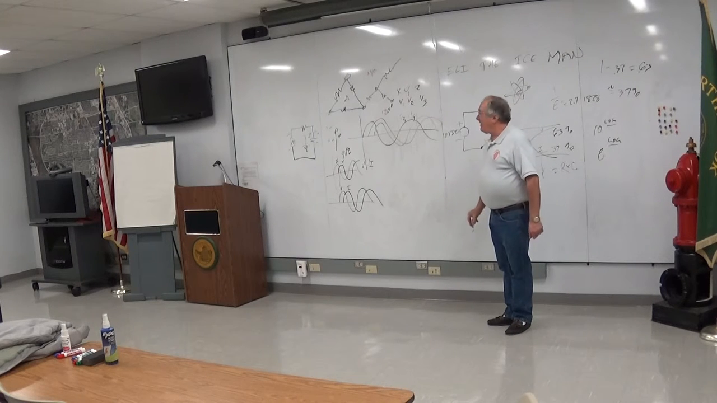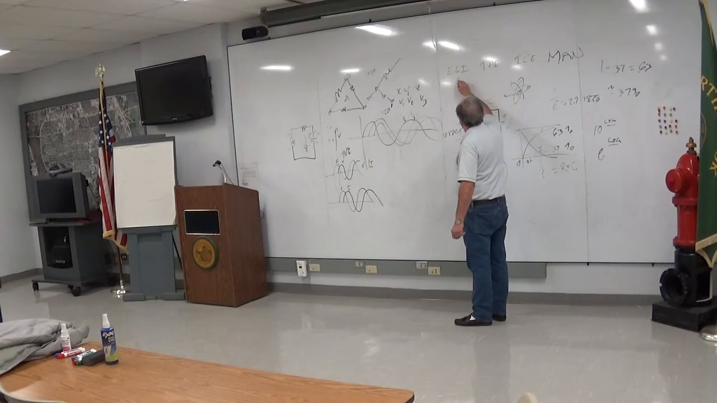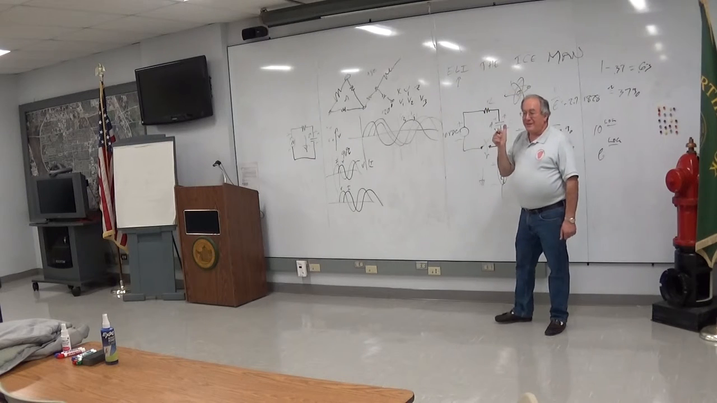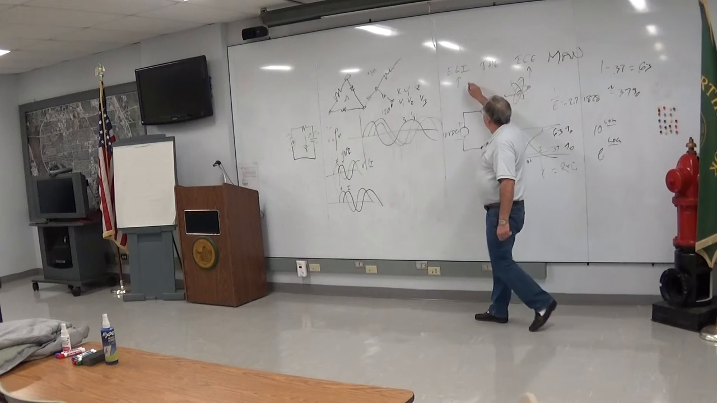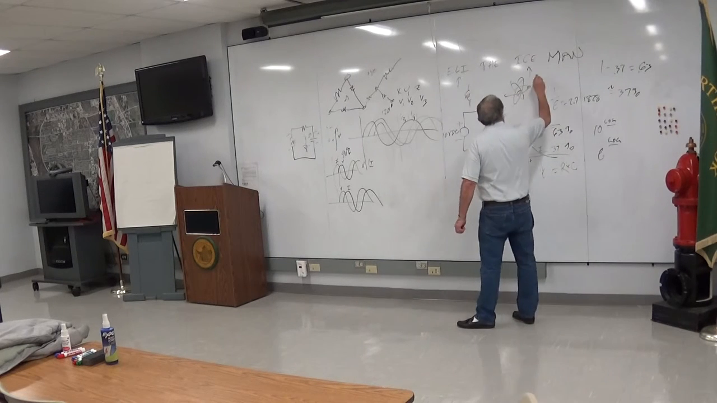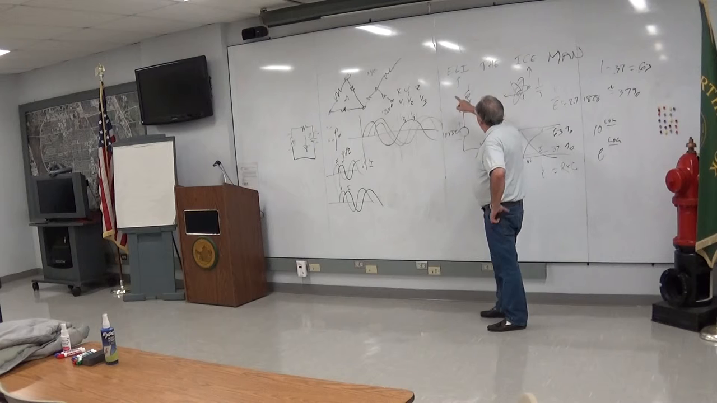Okay, what does that mean? Well, ELI has an L in the middle, which tells you it's an inductive circuit. ICE has a C in the middle, which tells you it's a capacitive circuit. So this guy's an inductor. This guy's a capacitor.